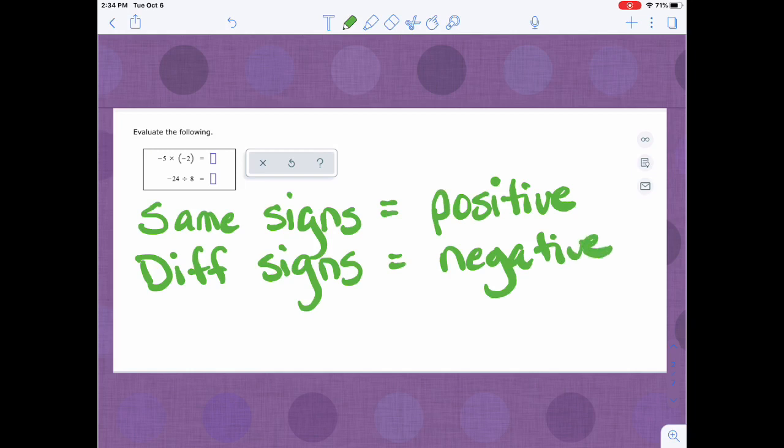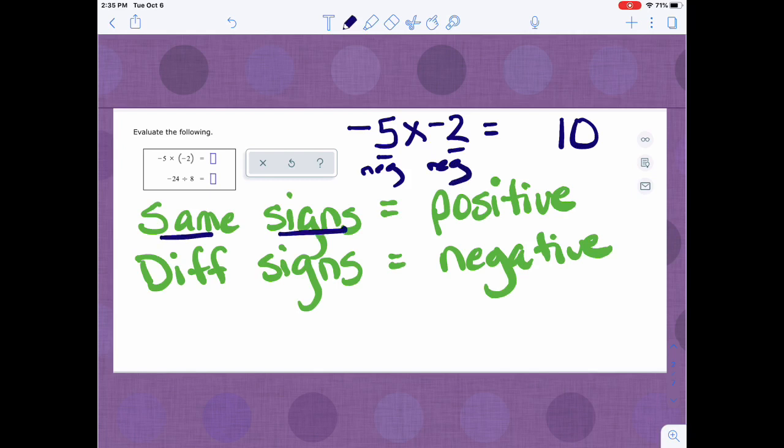So for example, I have -5 times -2. I just do 5 times 2 is 10, and negative times negative means it's the same sign. I'm going to get a positive 10.